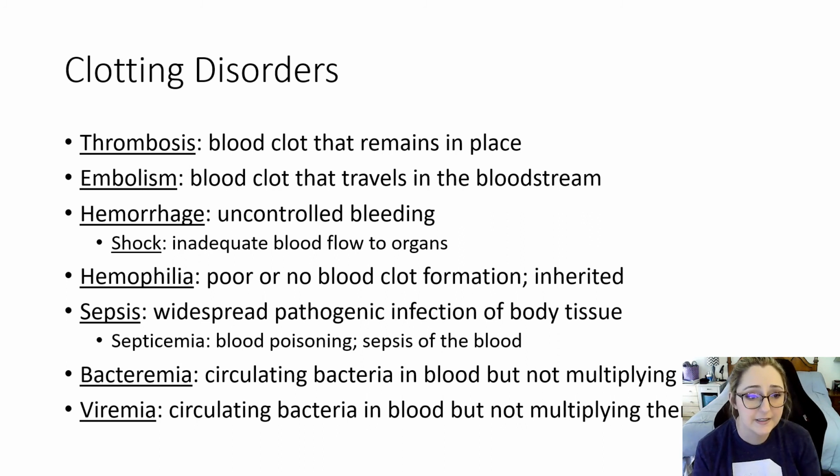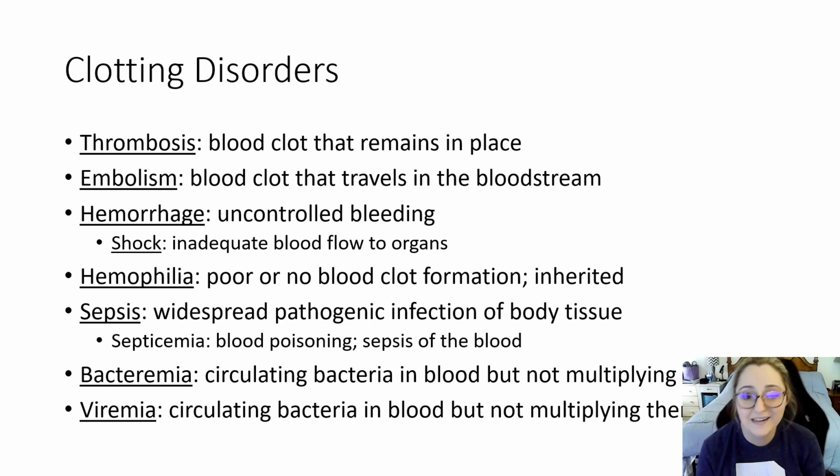Hemorrhaging is classified as uncontrolled bleeding. Shock is a result of a hemorrhage, and that is inadequate blood flow to your organs. You're not getting enough oxygen and carbon dioxide is not being taken away. Sepsis is widespread pathogenic infection of body tissues. And septicemia is blood poisoning, or sepsis of the blood. There are two types of infection of the blood. That's bacteremia and viremia. Both are referring to bacteria or viruses, respectively.